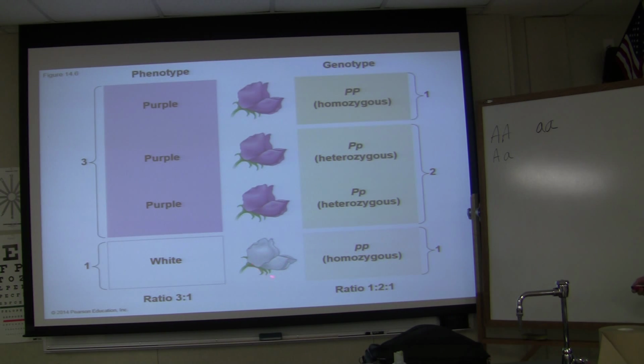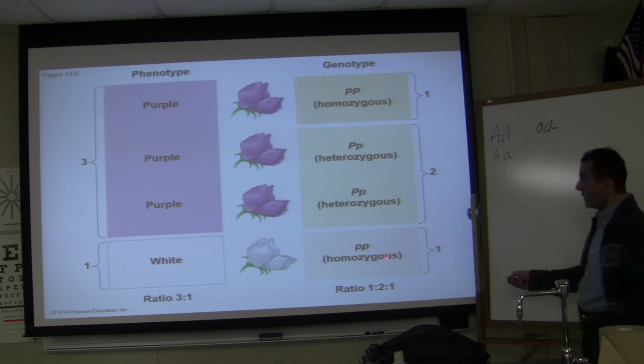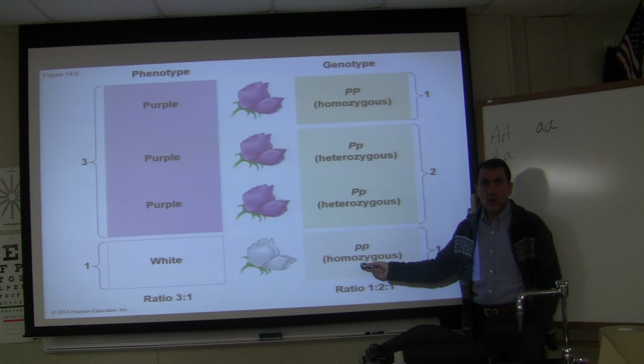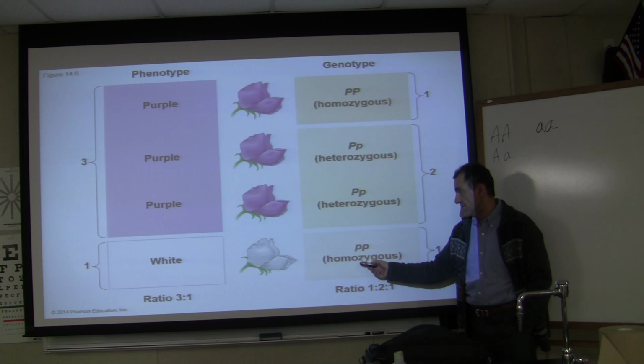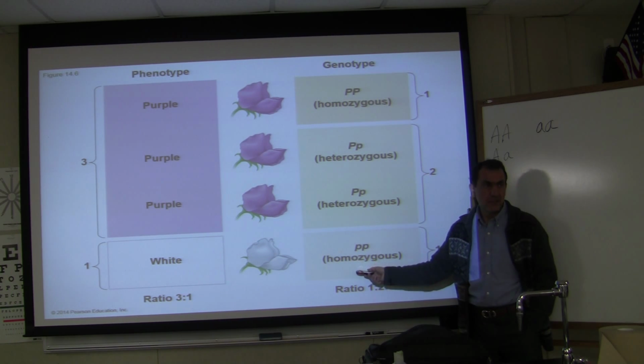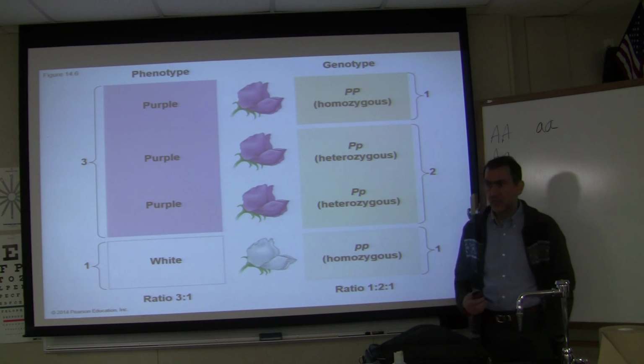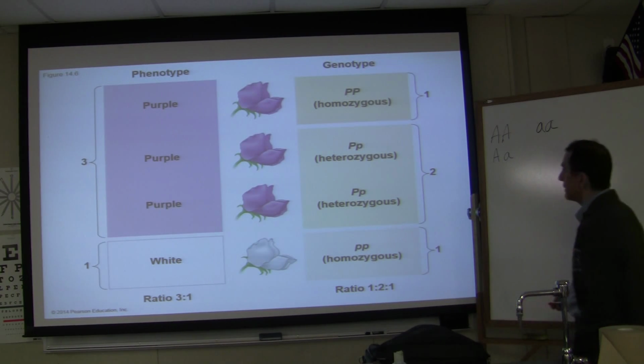And then, of course, white is the recessive one. Again, in biology it's very scary to say all the time, but recessive is homozygous. The recessive ones are homozygous recessive, they call it.